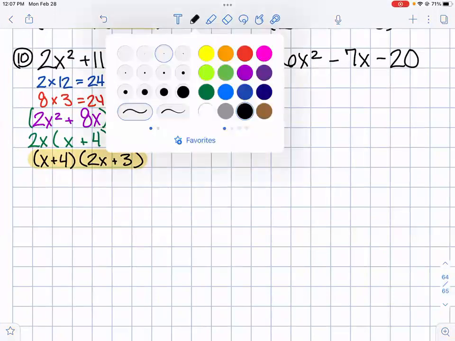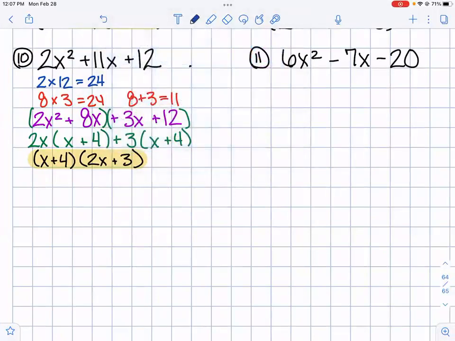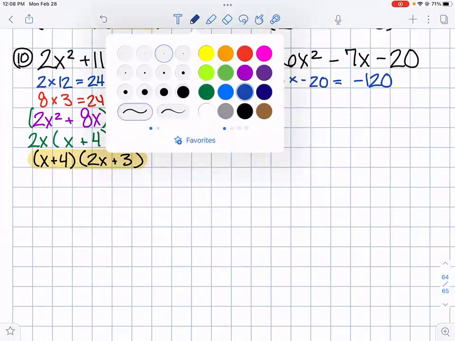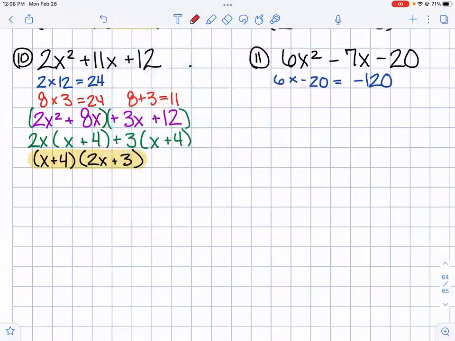Follow along. Okay, we needed to do 6 times negative 20, which is what? Okay, so factors of negative 120 that are 7 spaces apart, right? What are some factors of negative 120? 10 and 12 would be only 2 spaces apart, right? Yeah. So let's work from there.